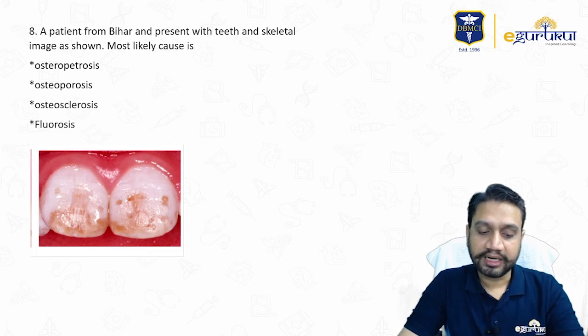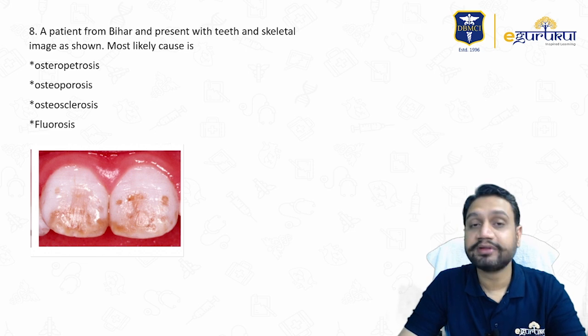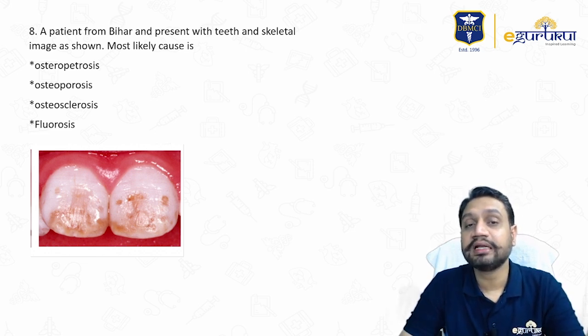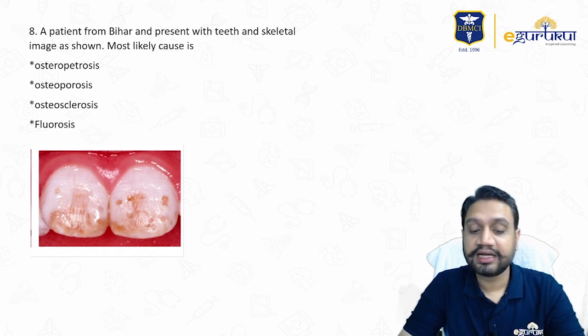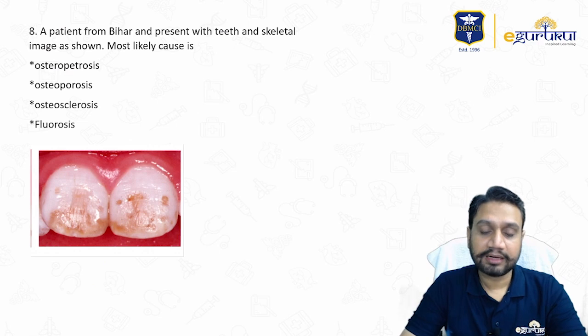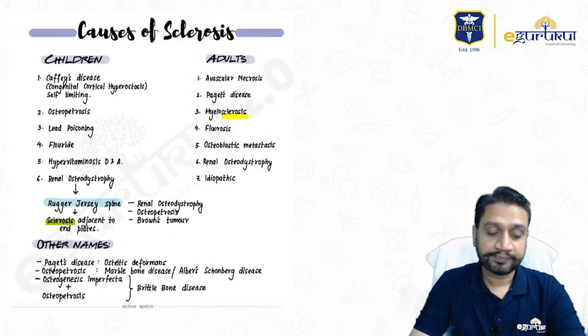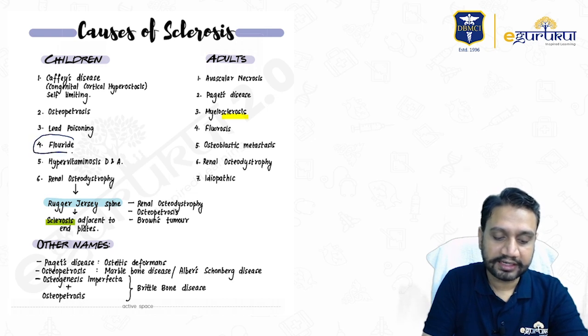A patient from Bihar presents with teeth and skeletal images shown. I came to know that there was an image given which was kind of skeletal sclerosis. So what is the most likely cause? What were the causes of sclerosis that we discussed in our classroom? A patient is coming from Bihar. What are the causes in children and what are the causes in adults? A common cause in adults and in a child is fluoride.